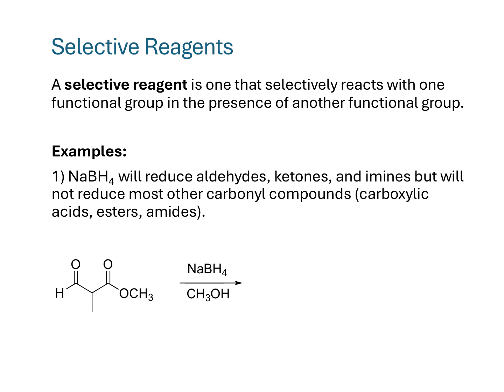The first example is sodium borohydride. We know that it will selectively reduce aldehydes, ketones, and amines, but doesn't reduce most other carbonyl compounds such as carboxylic acids, esters, amides. We could even add nitriles to this list. So in this molecule, we have an aldehyde that sodium borohydride will react with. The ester doesn't cause any problems. Sodium borohydride is selective for the aldehyde.